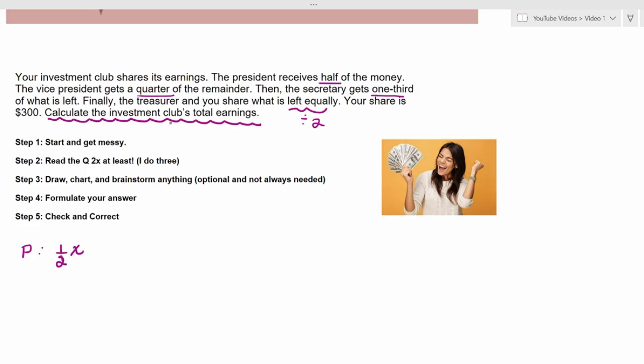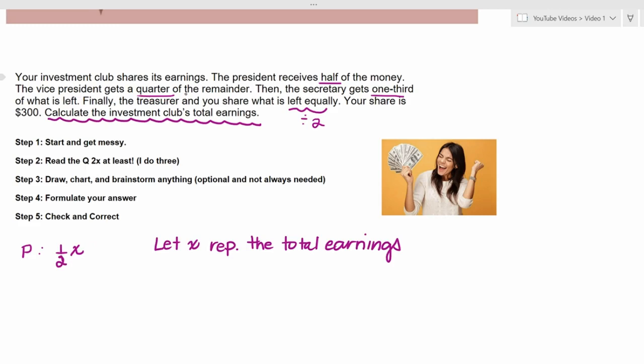So calculate the investment club's total earnings. It so happens that in this question, we want to let X represent, I'm going to put rep for short, the total earnings. So then what I have here for the president is an expression stating our president is going to get one half of the total earnings. So we're going to take our total earnings X and divide it by 2. That makes sense.